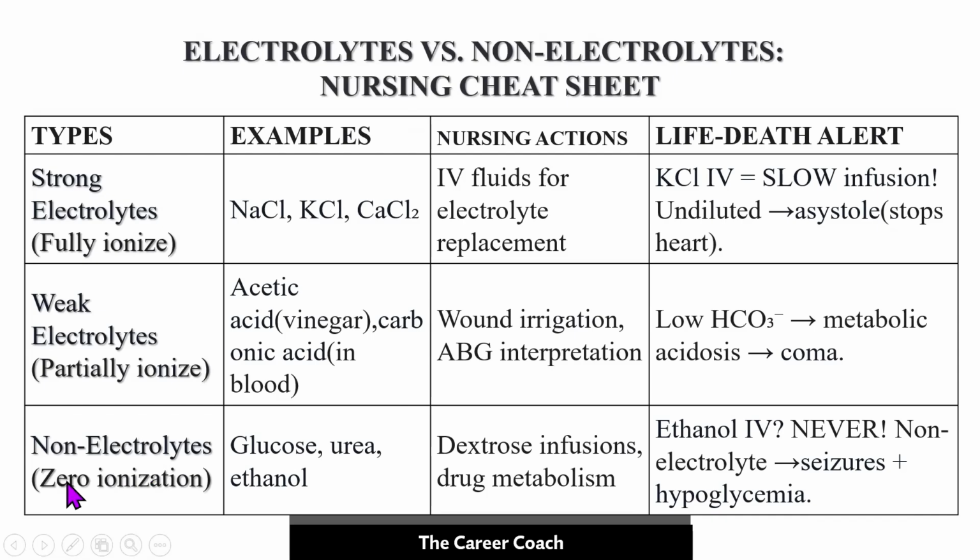Non-electrolytes. Non-electrolytes can also be called zero ionization electrolytes. Examples are glucose, urea, and ethanol. Nursing actions. Non-electrolytes, which are zero ionization electrolytes, are used as dextrose infusion and in drug metabolism. Life or death alert: ethanol should never be given IV. It is a non-electrolyte and could lead to seizures and hypoglycemia.